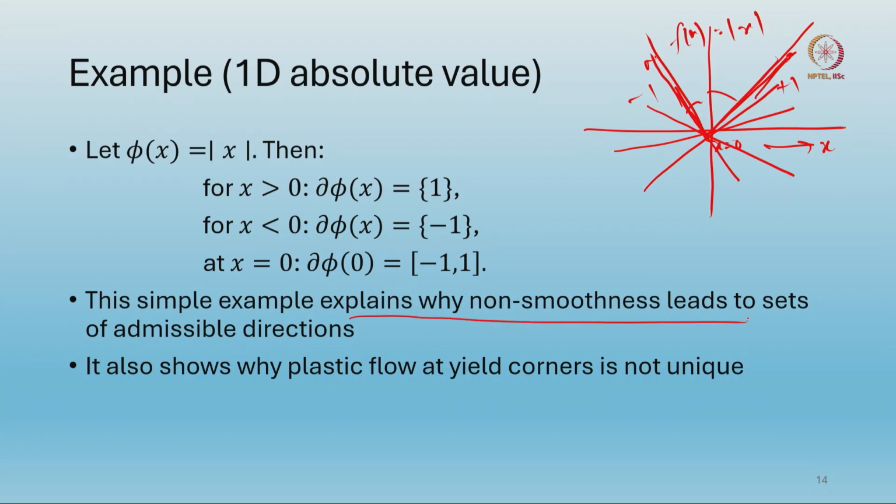This simple example explains why non-smoothness leads to sets of admissible directions, not just one but multiple directions. I will come to this important thing in a little more detail. It also shows that the plastic flow at the yield corners, wherever there are corners, will not be unique at the corner, okay. We will come into the details of this as we move on, but for the time being, we should look at this notion of subdifferential as a very, very powerful concept.